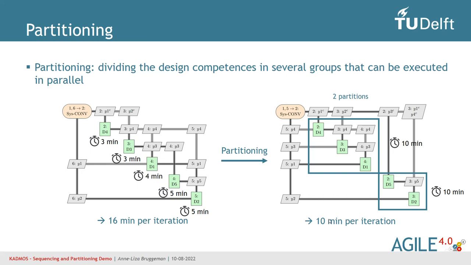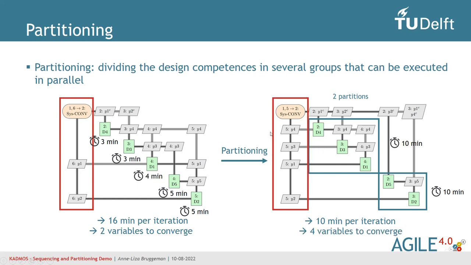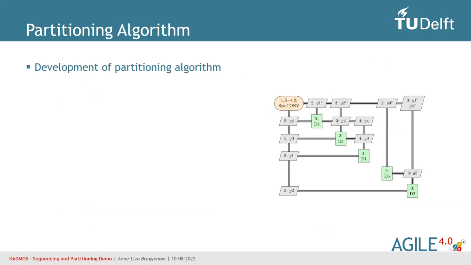However, this comes of course at a cost. If we look at the problem on the left side with no partitions, we can see that we have 2 variables to converge. If we look at the problem with the partitions, we see we have 4 variables to converge. So even though with 2 partitions the execution time per iteration has been reduced, probably the number of iterations will increase as there are more variables to converge. So in order to deal with this trade-off between execution time per iteration and the number of iterations, a partitioning algorithm has been developed within KADMOS.